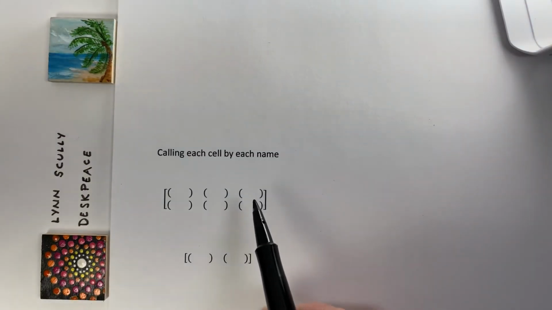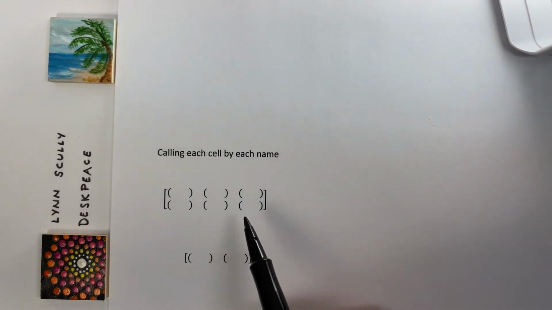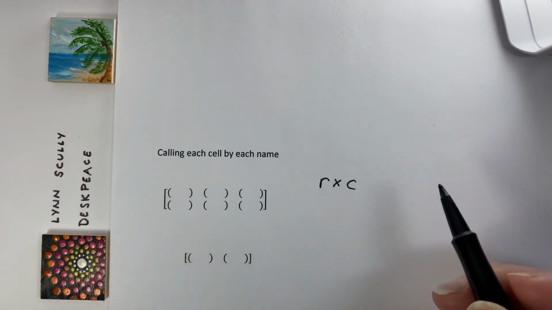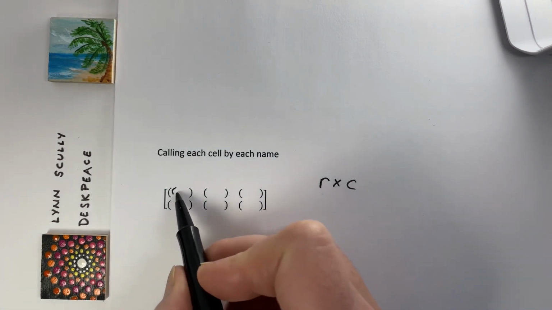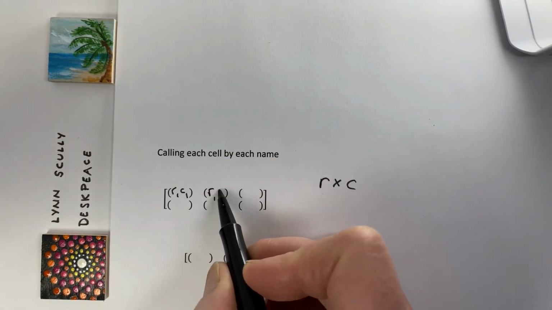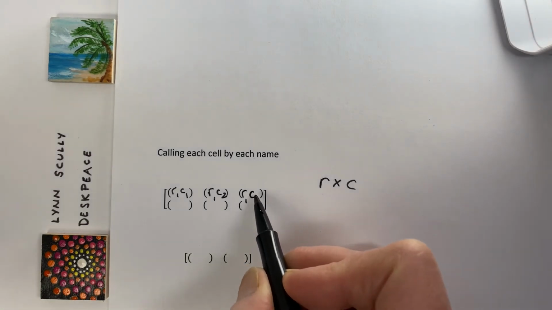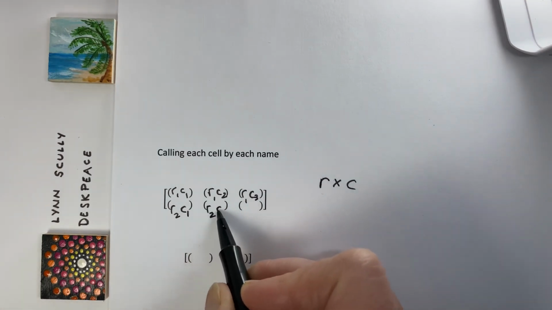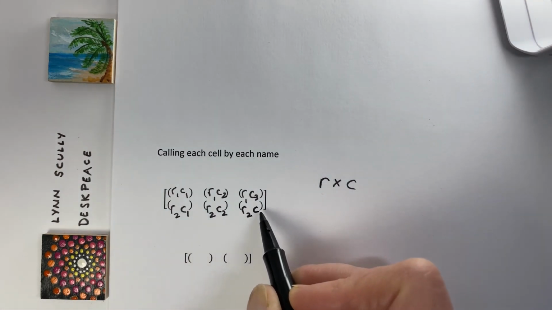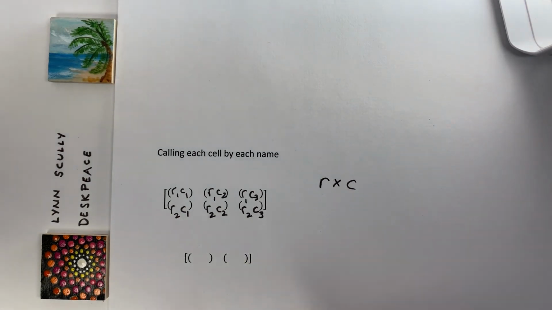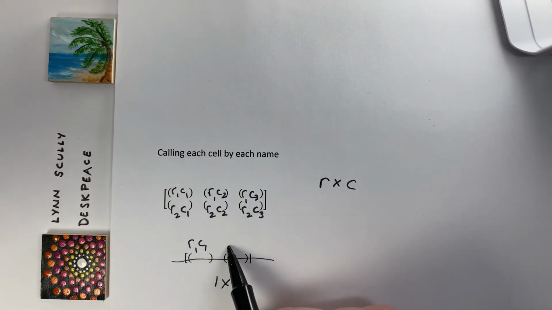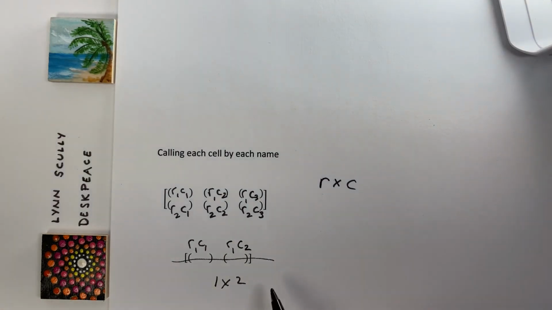so that's why I cross it. Each cell in a matrix has a name, and its name is its row by its column. So I'm going to call this row 1, column 1, row 1, column 2, row 1, column 3. This will be row 2, column 1, row 2, column 2, row 2, column 3. And this one is, it's a 1 by 2. So I'm going to have row 1, column 1, row 1, column 2. This will be handy in the future.